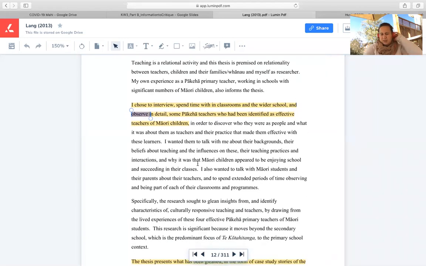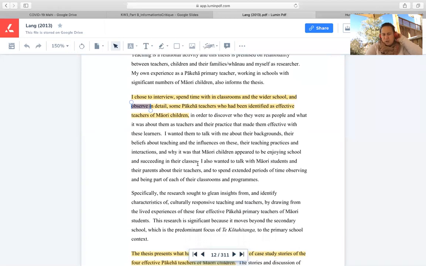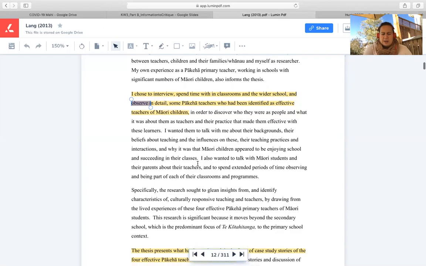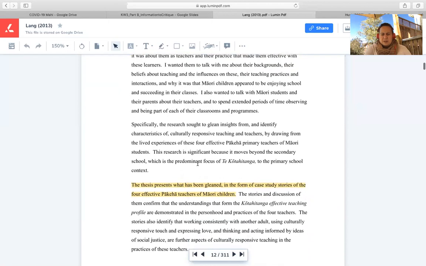So the other thing in here that is interesting is to read further about what the criteria was of being an effective Pākehā teacher of Māori students. That's going to be talked about in the thesis. It's not really the purpose of what we're trying to do today, but that's worth reading on. And if you've got a really useful topic, you want to make sure that you're going in and finding the information that really helps.